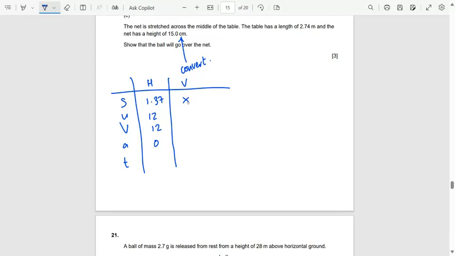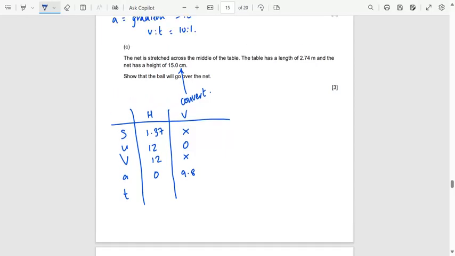We don't know that. We know the initial speed is 0. We don't know the final speed. We know that it's accelerating due to gravity at 9.8. Right, so we are trying to find this. That's our ultimate goal.